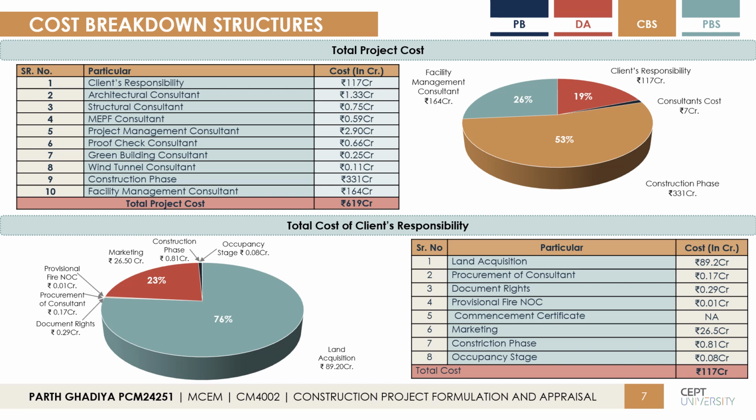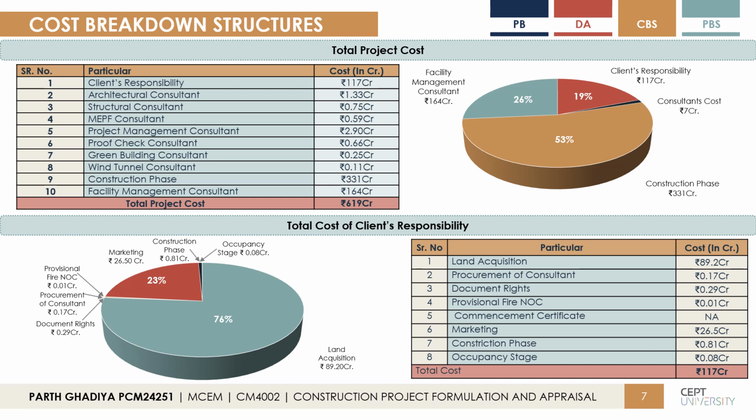The major cost of the project is incurred in the execution of the project in the construction phase, which is 331 crore rupees. We consider 20 years of operation and maintenance period after the completion of the project. So the total cost of facility management during the post-construction period is 164 crore rupees. The consultant cost is 7 crore rupees, which includes fees of the design consultant, project management consultant, green building consultant, and the wind tunnel consultant.